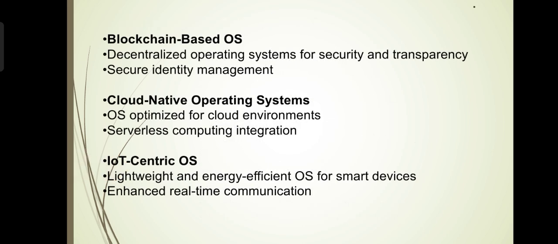And blockchain based OS, cloud native operating system, IoT centric OS. IoT centric OS deals with lightweight and energy efficient OS for smart devices. Cloud native operating systems deal with OS optimized for cloud environment and serverless computing integration. Blockchain based OS deals with decentralized operating system for security and transparency, secure identity management.